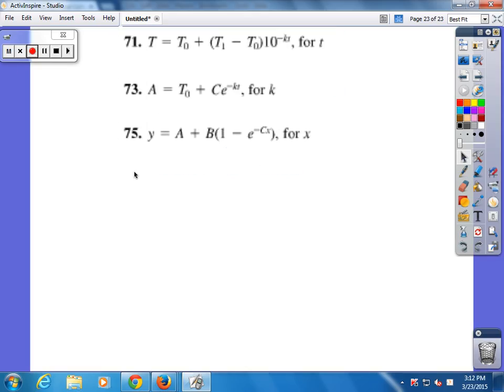All right, which one did I say, 75? Okay, let's do it. That's the same type of problem. In fact, it's exactly the same. Not exactly. It says y is equal to capital A plus capital B times 1 minus e to the negative capital C little x, close parentheses.